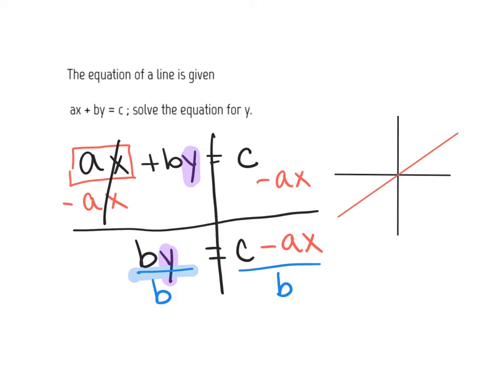And when I do that, the b's are going to cancel. And I get y is equal to c minus ax divided by b as a final answer. And notice this, now your y variable is isolated, and here's what it equals.